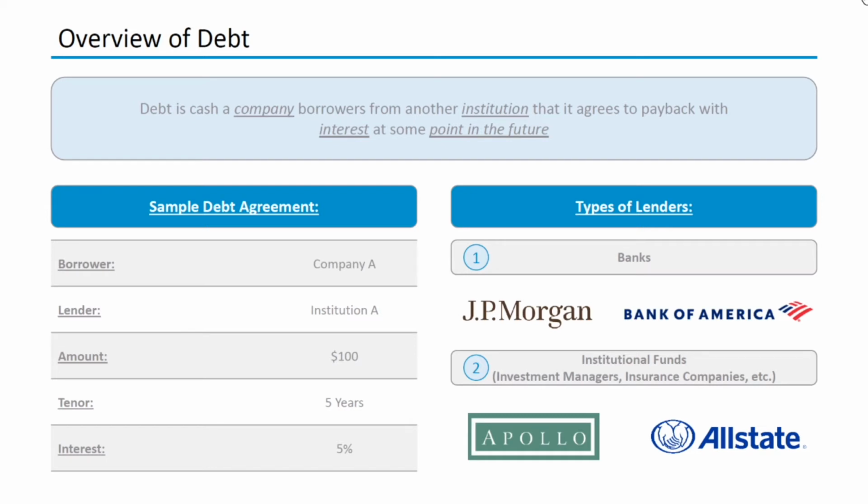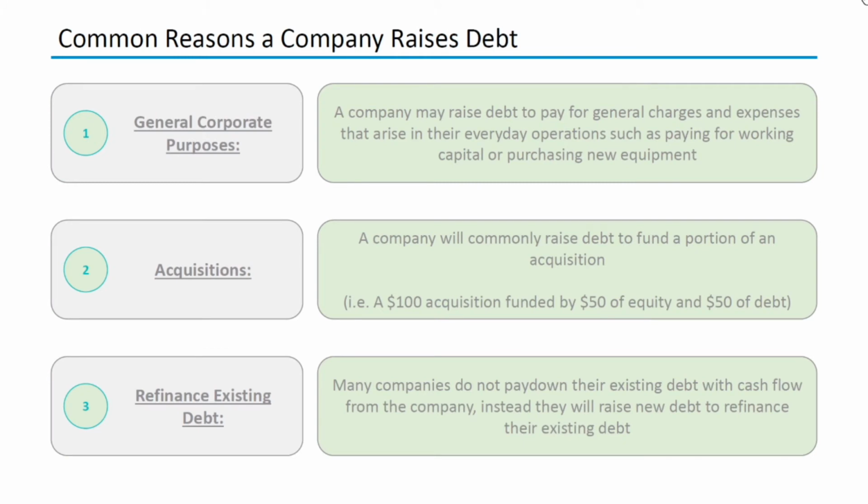Now that we know what debt is, let's look at a few common reasons a company might raise debt. First is for general corporate purposes. A company may raise debt to pay for general charges and expenses that arise in their everyday operations, such as paying for working capital or purchasing new equipment.